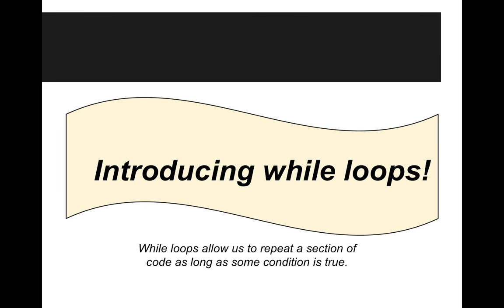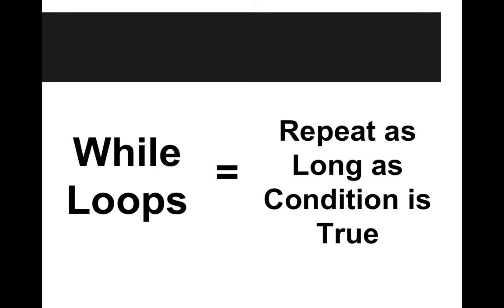Introducing while loops. So while loops allow us to repeat a section of code as long as some condition is true. So let's emphasize that point. While loops we use to repeat as long as a condition is true, in contrast with for loops, which we use to repeat something a fixed number of times.